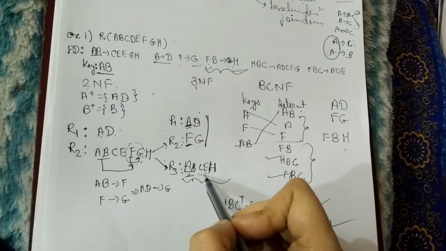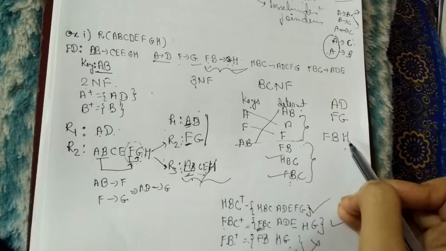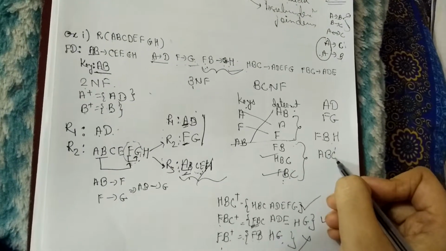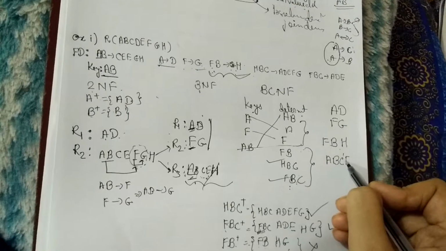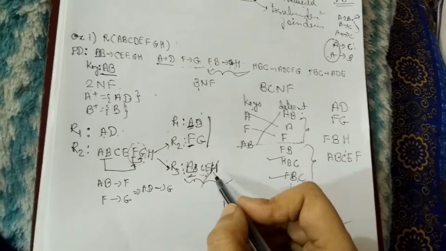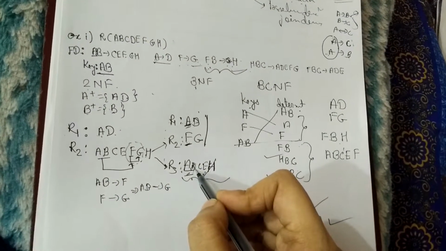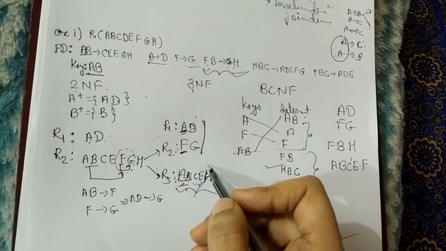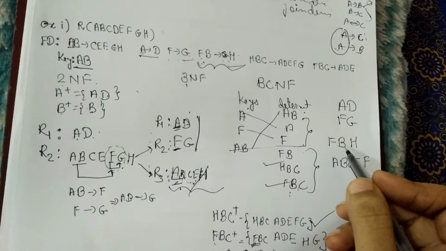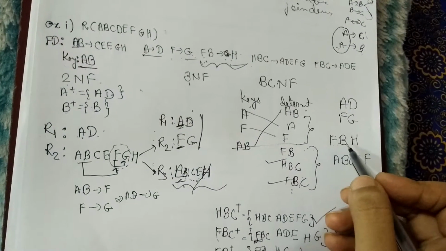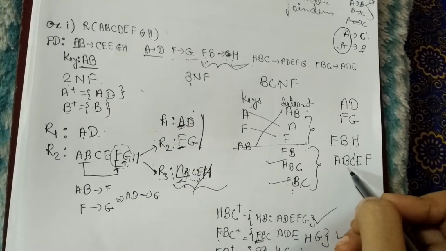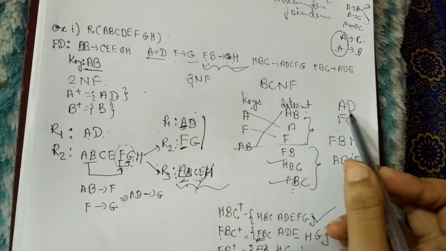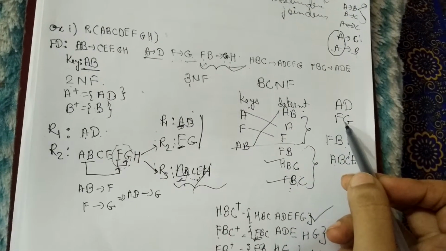Now we have to remove this H from this table because we have already included H in the new table. So what is remaining in this table is A, B, C, E, F. We are just removing the H from this table. So in BCNF, what we have over here is F, B, H and A, B, C, E, F, and the remaining two tables AD and FG are as they are.